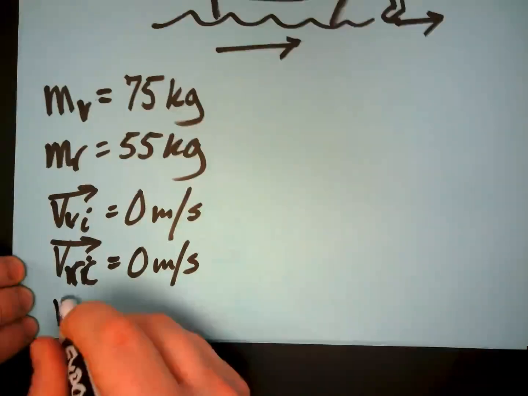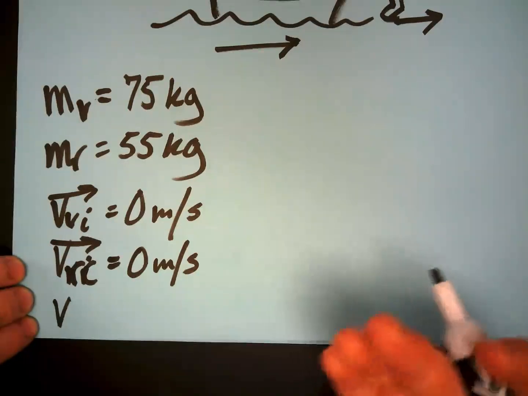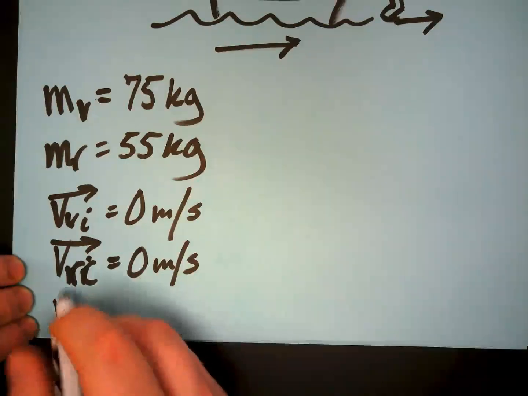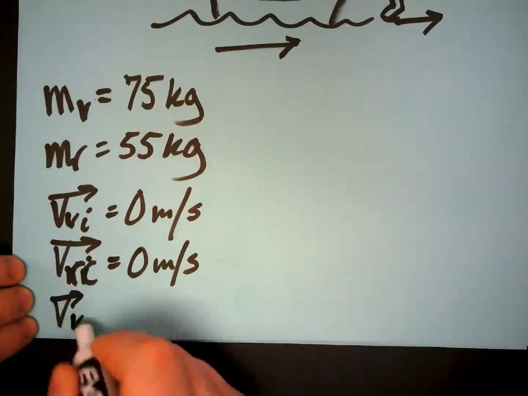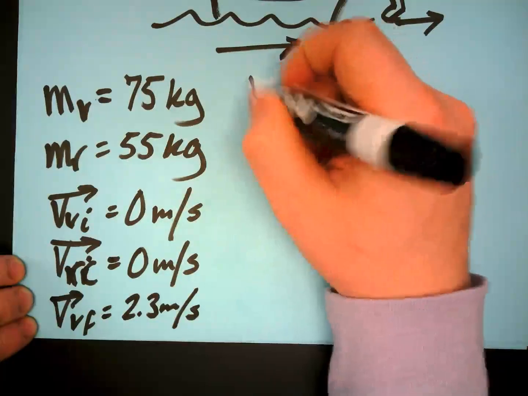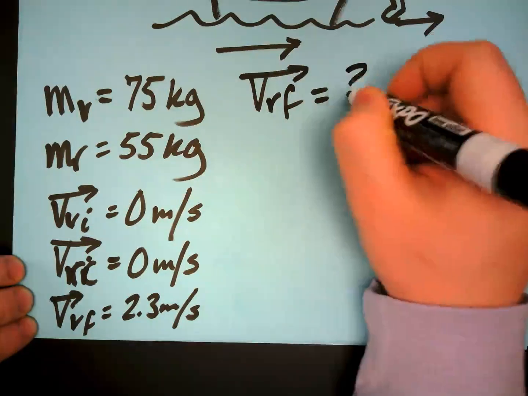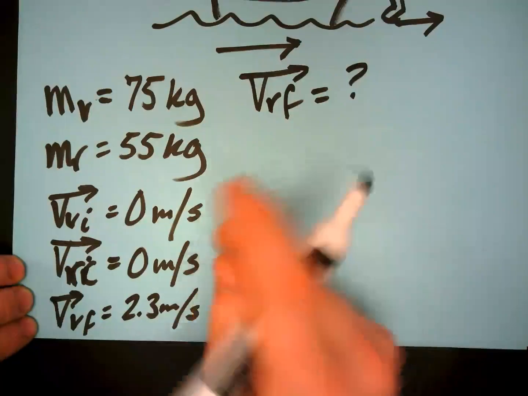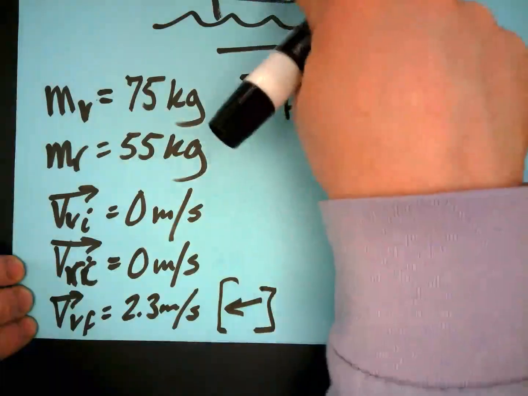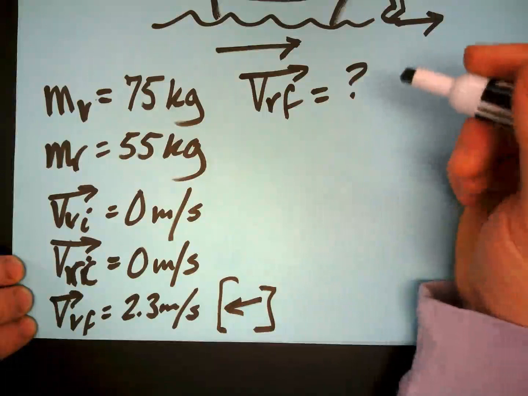Because it says here that the vacationer is standing on the boat, and then he begins to walk forward, we have initial and then final. The final is going to be 2.3 meters per second. And what we're trying to find here is the final velocity for the raft. We don't know what that is. But we do know the direction: we're going to say this will be in this direction because of our picture up here, and this is going to be opposite to this. So we've got all of our variables here.